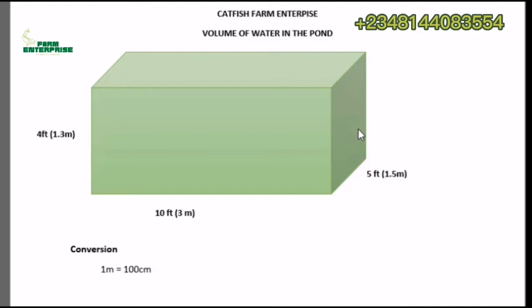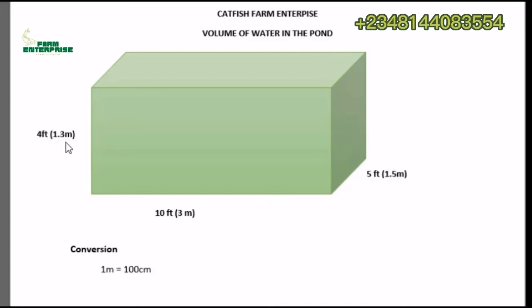Now you know in every pond we'll have the length, we have the width, and also we have the height. And some of our ponds are measured in either feet or in meters. So most of the ponds, they measure it in feet, or some places measure it in meters. But in either of the ways, any of the pond you have, you can do the calculation. As you can see over here, the height of this pond is 4 feet, which is approximately 1.3 meters.